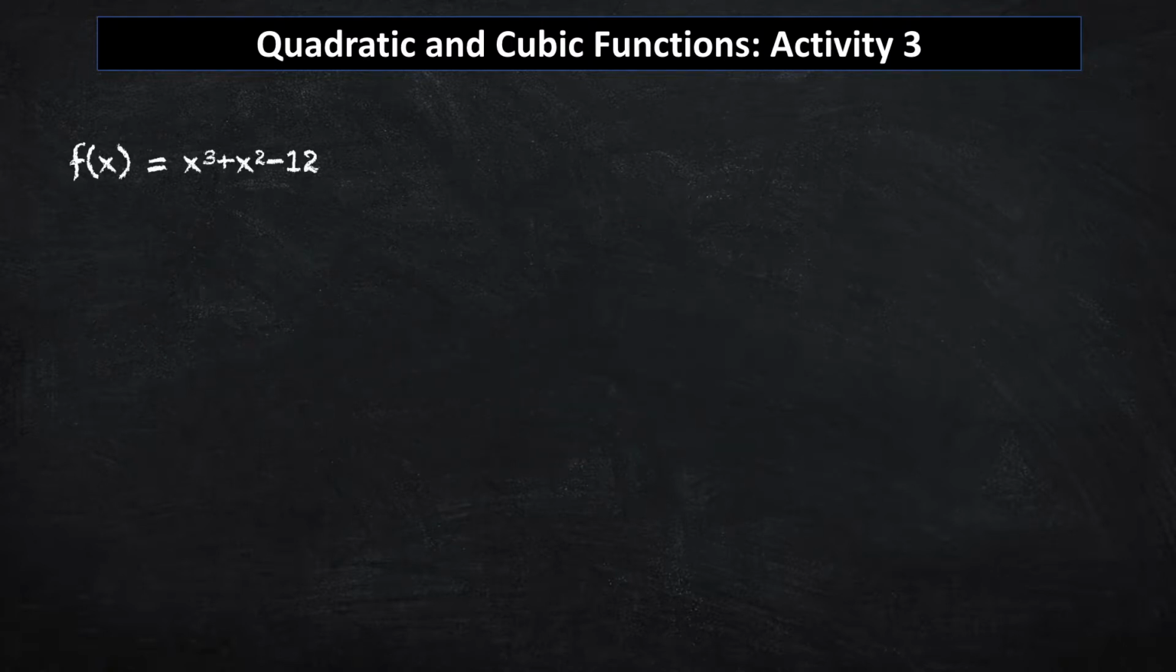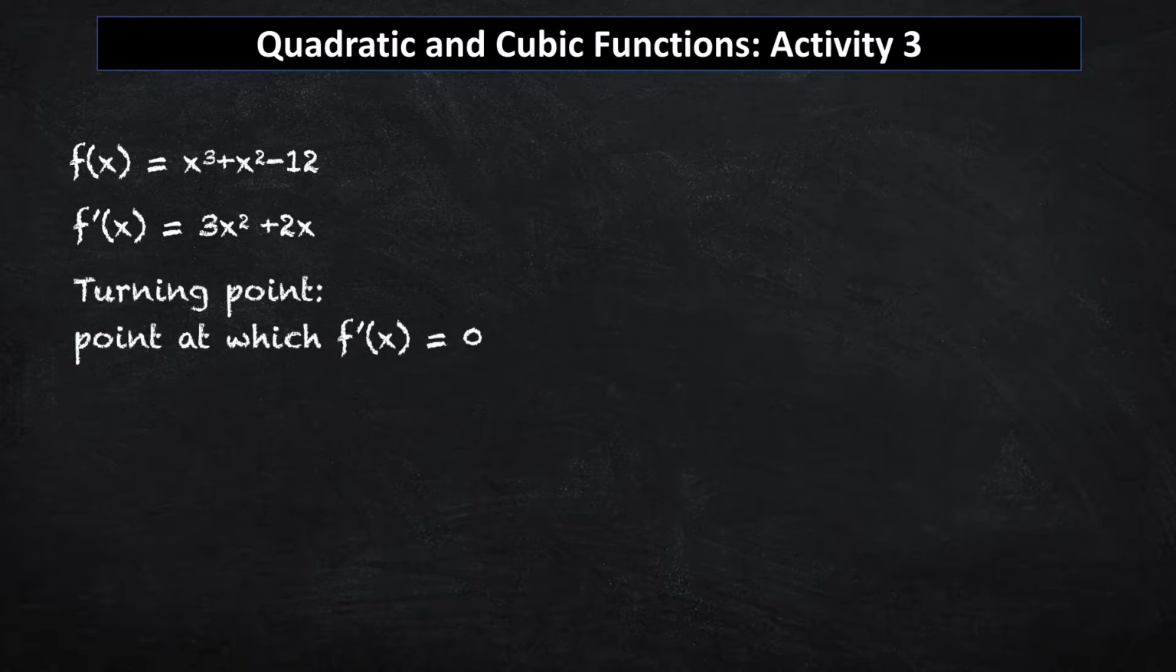To determine the stationary points, I have to compute the first derivative, which in this case is the function 3x to the power of 2 plus 2x. And the turning points are those points for which the first derivative is equal to 0. So I take the first derivative and I set it equal to 0. This is a second order equation. We can collect an x outside the parentheses, and this becomes x that multiplies 3x plus 2 equal to 0.